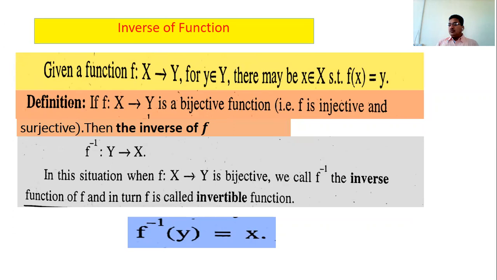What is the inverse of 2? It is 1/2. What is the inverse of 2 by 3? It is 3 by 2. But why is the inverse of 2 by 3 equal to 3 by 2? Because 2 by 3 into 3 by 2 is equal to 1. That is the meaning of the inverse of a number: if the multiplication of two numbers is 1, then they are inverses of each other. Then what is the inverse of 1/2? It is 2, because 1/2 into 2 is 1.